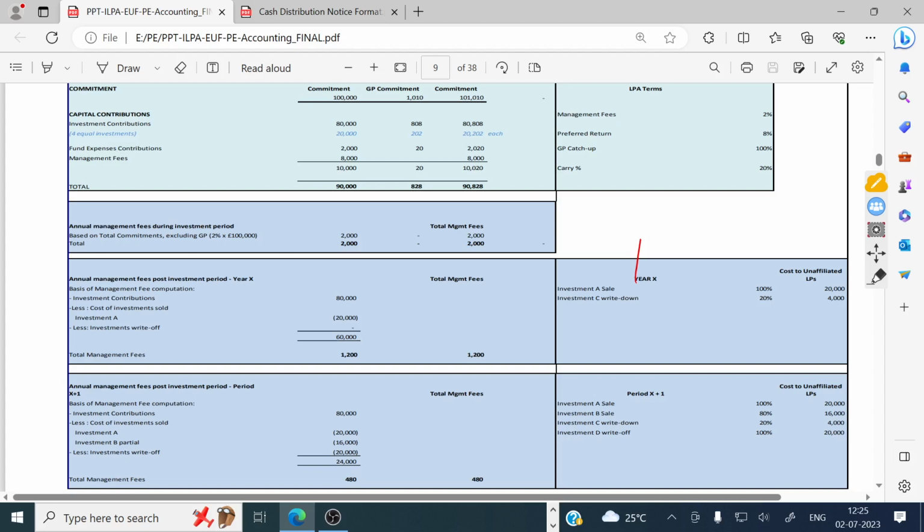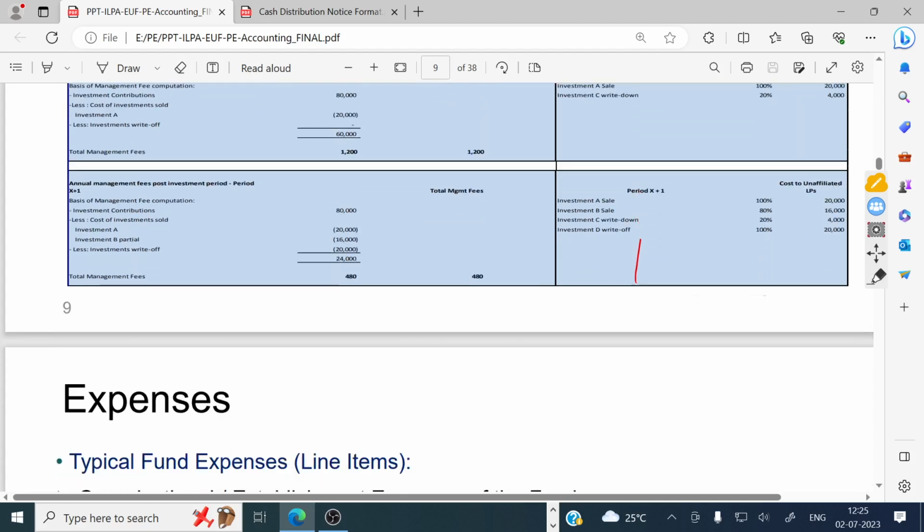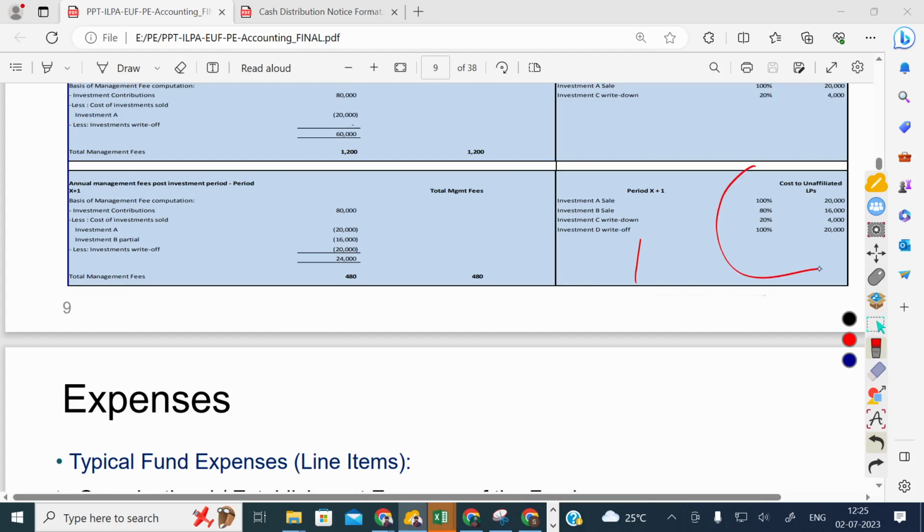That becomes 250. So around this will tie with it. X plus 1, 20, 60, 20. Cost affiliated. Here they have given the description. And limited partners 20, 16, then it's 20. C is the write down. Right. There is no C details.